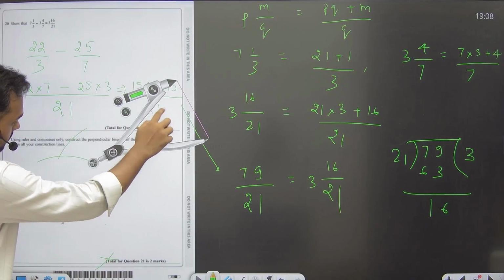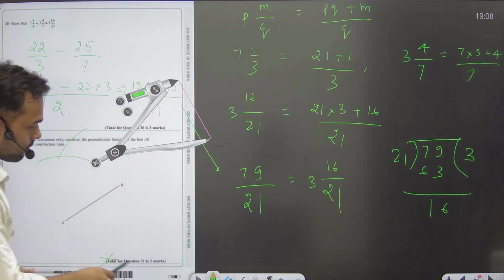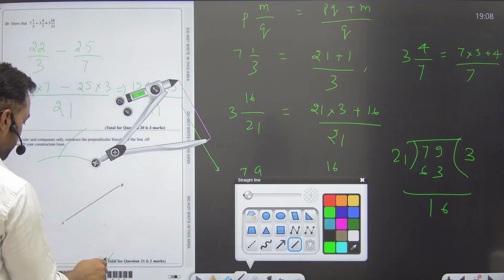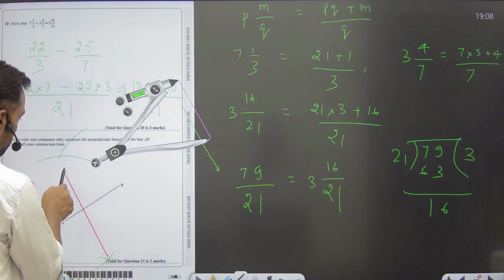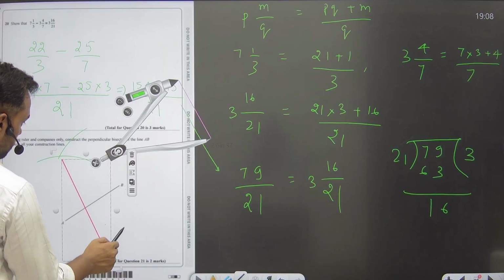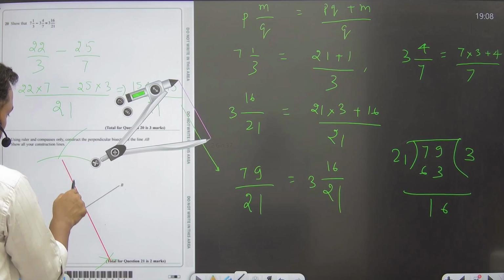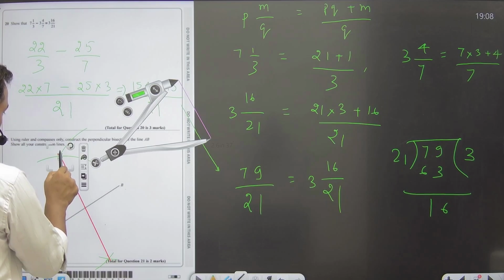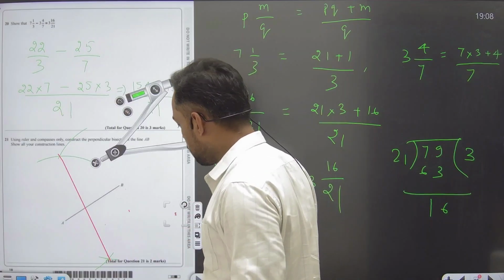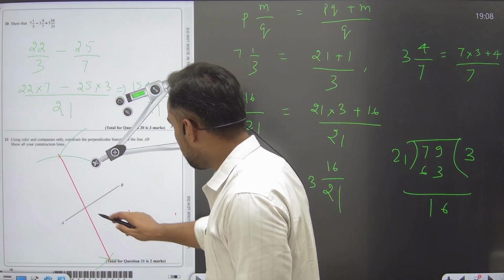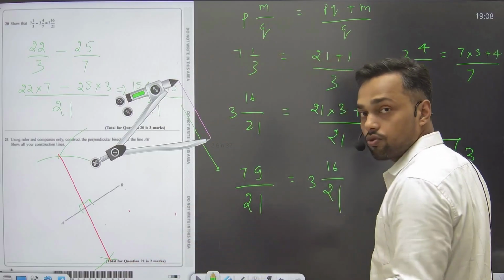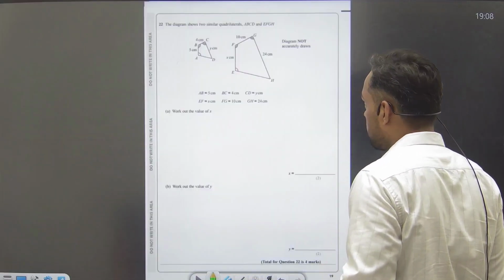So after this, we just need to intersect the two curves, students, like this. So it will be like this, students. See, this is the perpendicular bisector. This is how we need to do it. This is the 90-degree angle. This is how we need to do it. Let's move ahead to the next question.